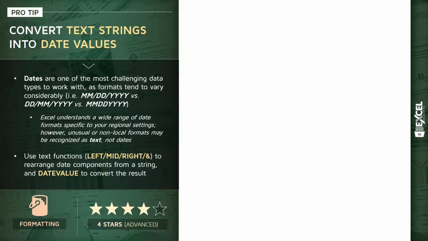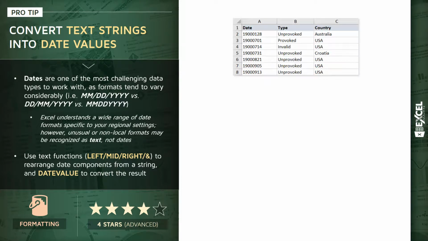Other times you might get data that's just in a totally wacky format that Excel has no choice but to format as text, like this data, for instance. Here's a quick snippet of the demo we're going to look at in just a second. Take a look at column A. These dates are formatted year, year, year, year, month, month, day, day. And unfortunately, that's not a format that Excel is designed to understand. So as a result, all of those values in column A are being treated as text, just like the type column or the country column in B or C.